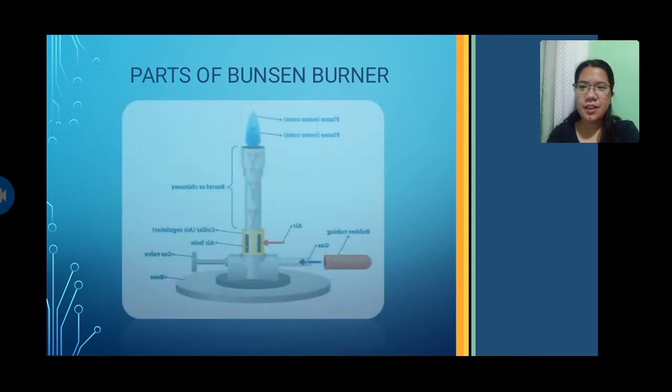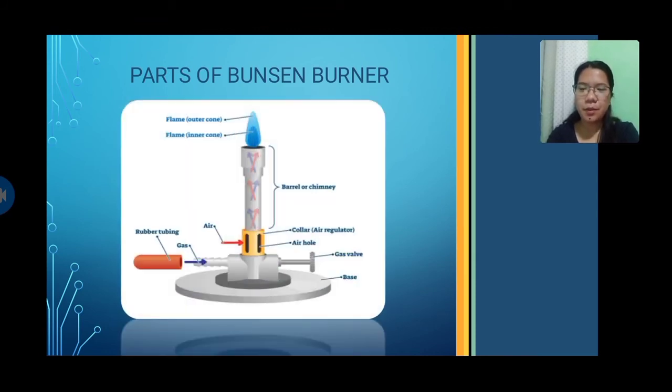And the last part of laboratory apparatus is Bunsen burner. And these are the parts of Bunsen burner.